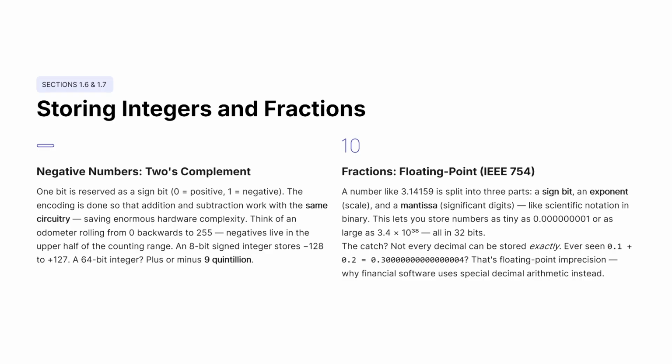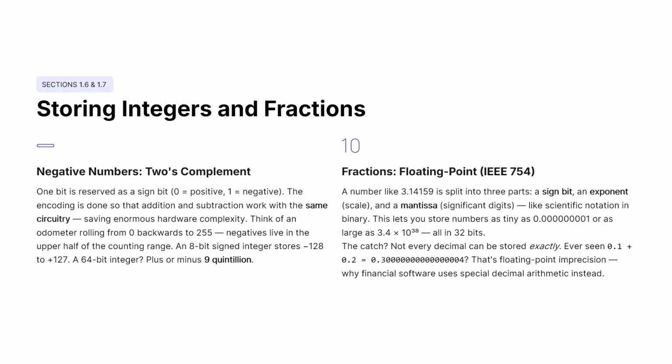The range of values depends on how many bits you use. An 8-bit signed integer can store values from -128 to +127. A 32-bit signed integer can store from about -2.1 billion to +2.1 billion. A 64-bit integer? The range is astronomical, roughly ±9 quintillion.